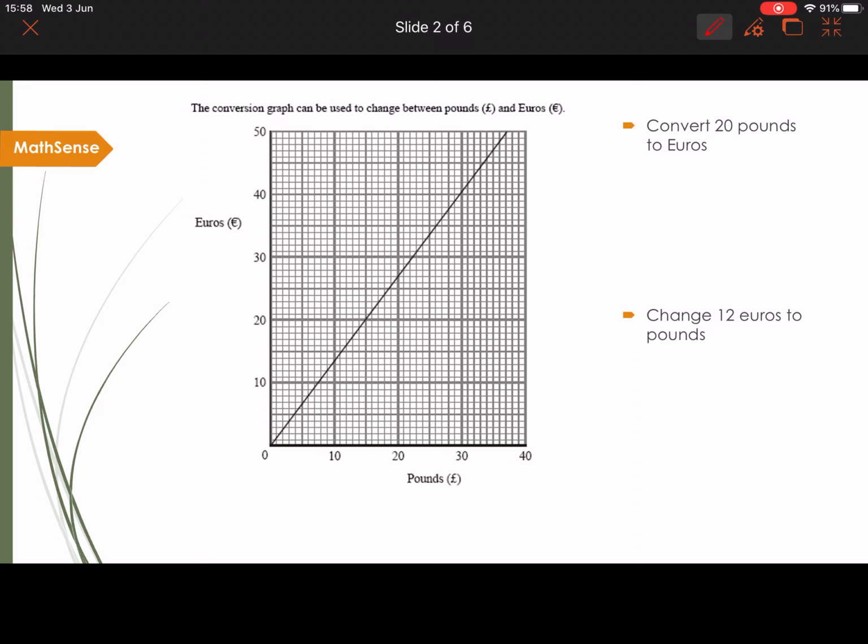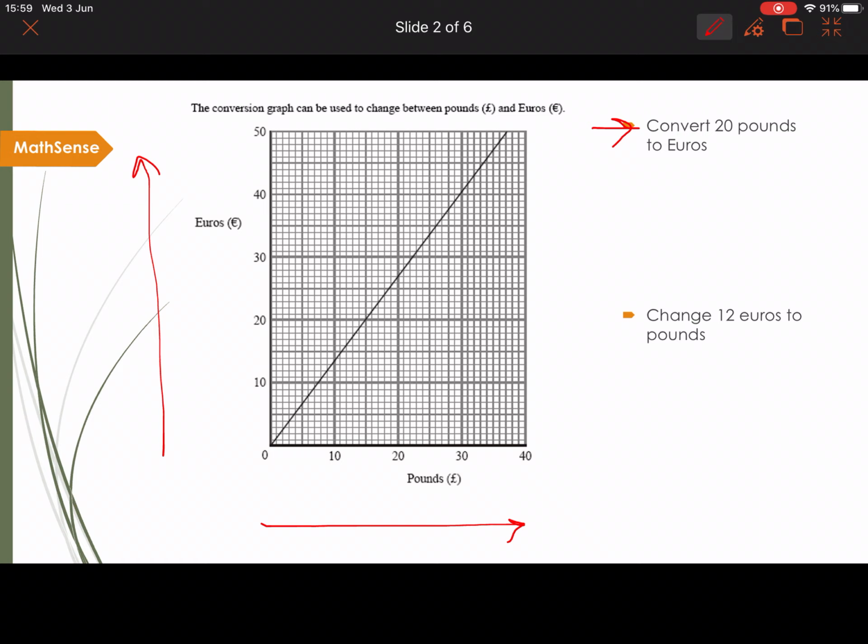As you can see, there is a graph here, and going along the horizontal axis we have pounds, and going up the vertical axis we have euros. This is a conversion graph that can be used to change between pounds and euros, which are two different types of currency. The first question asks us to convert £20 to euros.